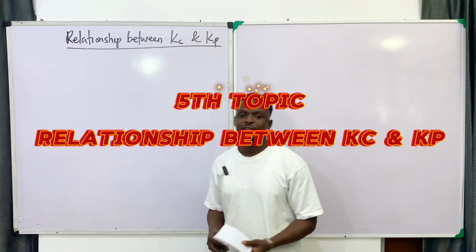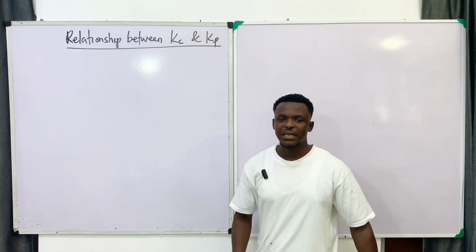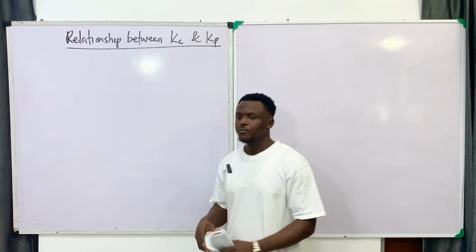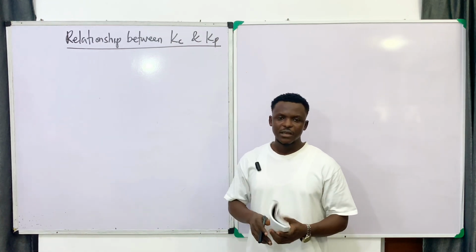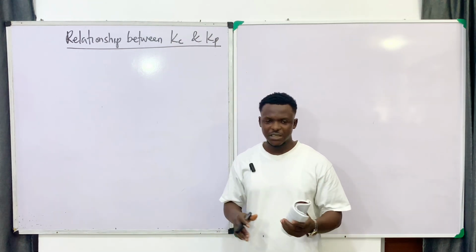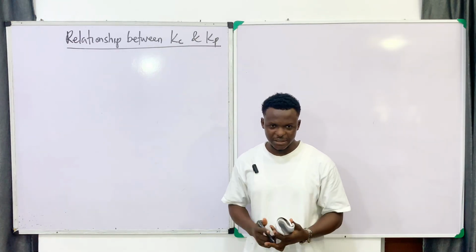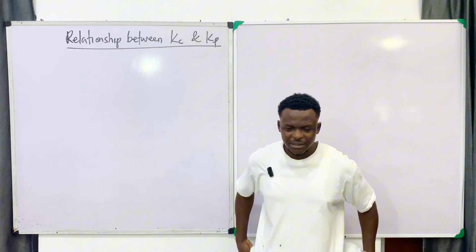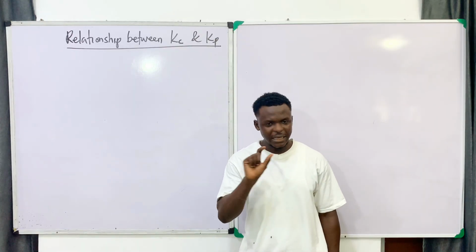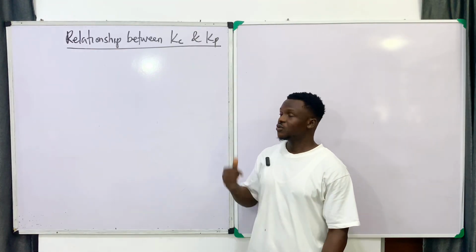Fifth topic, relationship between Kc and Kp. Guys, in this episode of Chemical Equilibrium, we want to discuss the relationship between Kc and Kp. Now, remember I told us that equilibrium constants can be expressed in two ways, either in concentration or in terms of partial pressure. However, the concentration tends to predominate. So if you're asked to write an equilibrium constant expression, right, you should always go with your Kc, that's the concentration equilibrium constant, unless otherwise stated that you should write for Kp.